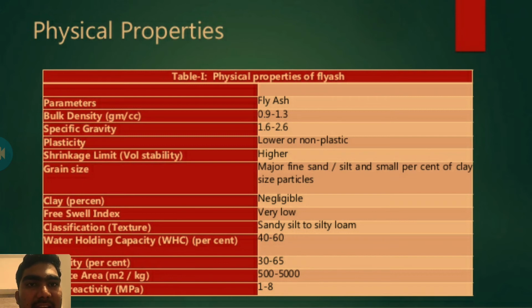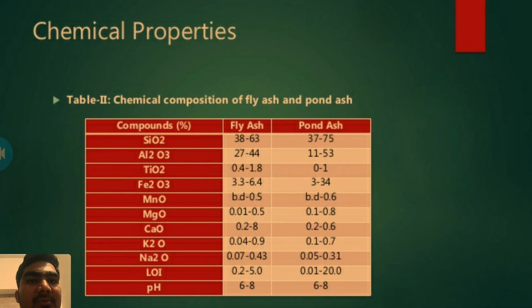These are the physical properties of fly ash. Bulk density of fly ash is 0.9 to 1.3. Specific gravity is in the range of 1.6 to 2.6. Plasticity: it is low plastic and also non-plastic. The shrinkage limit is higher. Grain size is mainly fine sand and silt, with a minor percentage of clay-size particles. Clay percentage is negligible, and its texture is silty sand and silty loam, and the percentage of water porosity is 30 to 65. Here the chemical properties are given. The chemical composition of fly ash and pond ash is given, and compound percentages are also given.